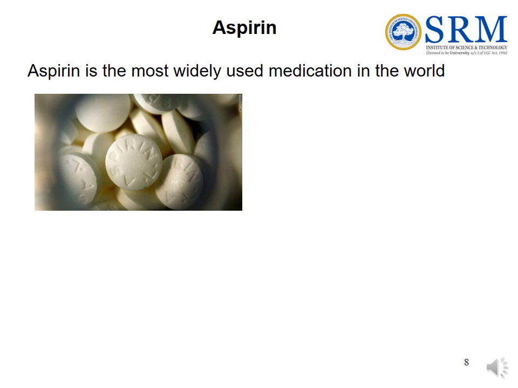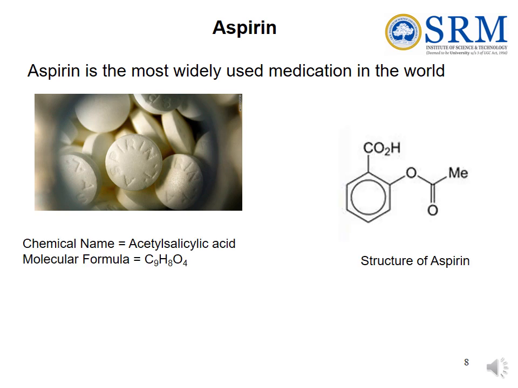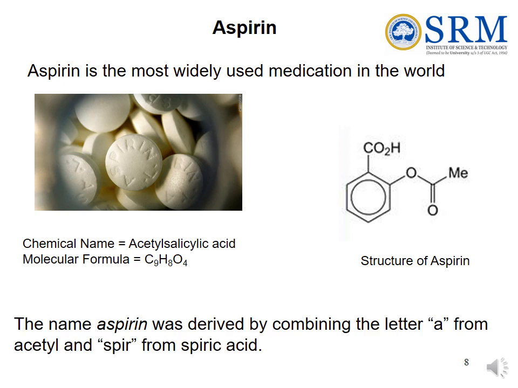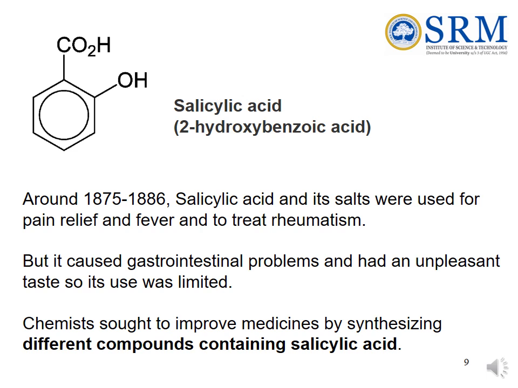Now let us discuss aspirin. Aspirin is the most widely used medication in the world. The structure of aspirin is shown here. The chemical name of aspirin is acetyl salicylic acid, with a molecular formula of C9H8O4. The name aspirin was derived by combining the letter A from acetyl and spir from spiraea acid, which is also called salicylic acid. The active ingredient of aspirin is salicylic acid, also called 2-hydroxybenzoic acid.